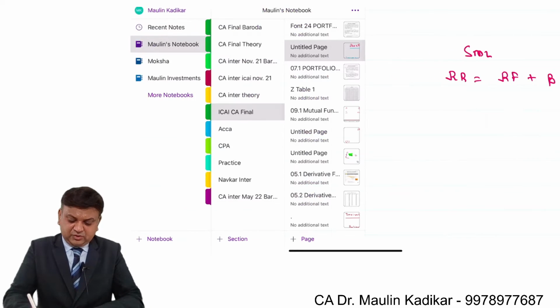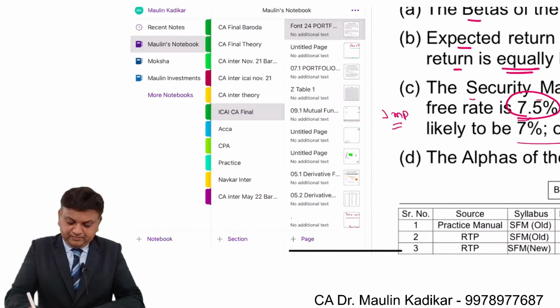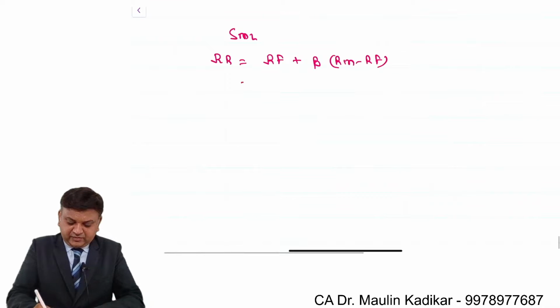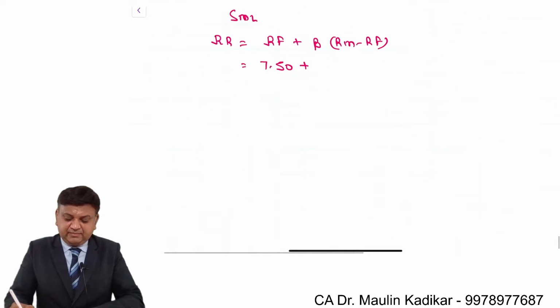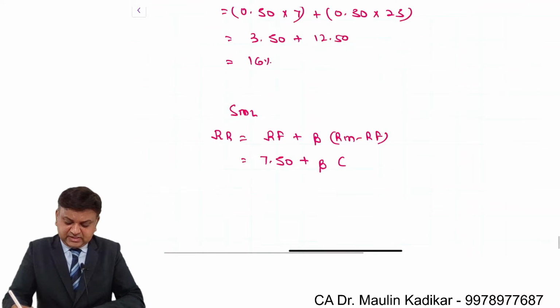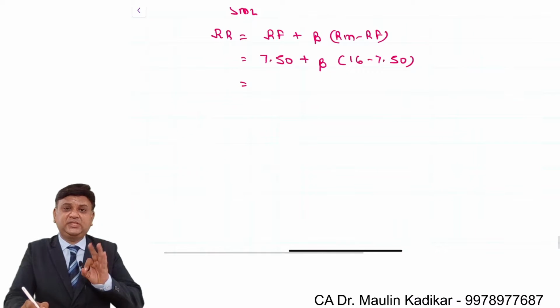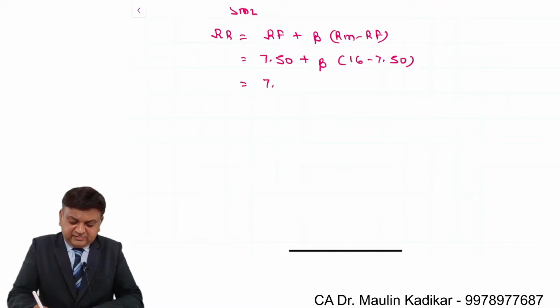Risk-free rate of return is given to us in the example as 7.5%. So this is 7.5 plus beta. That will be kept in form of a variable. What is RM? RM is 16 minus 7.5. So friends, we just have to form this equation.